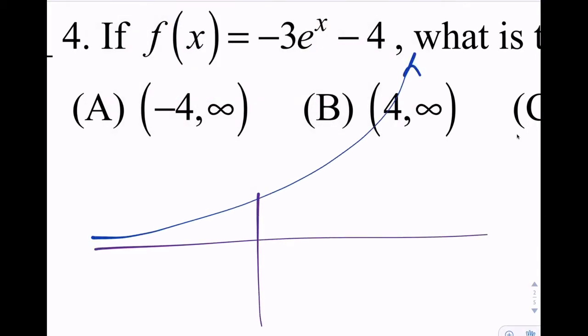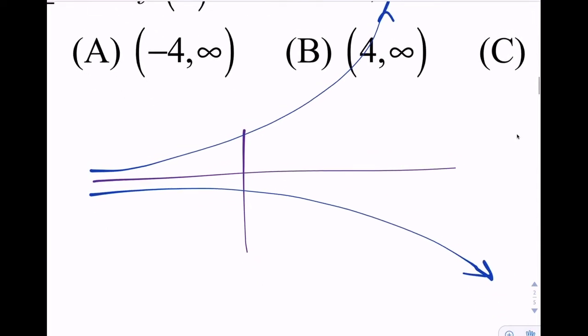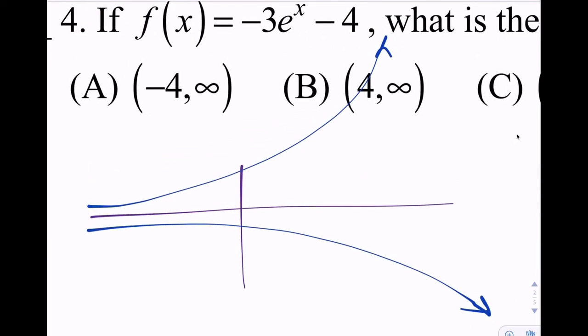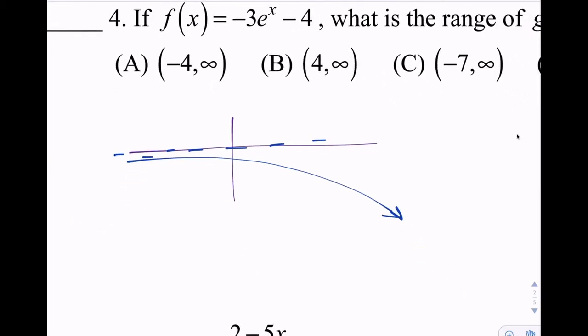So my original function looks like that. The negative reflects it across the x-axis, and the 3 vertically stretches it by a factor of 3. Okay, so that's my final shape. It opens down. What does the -4 do to it? Shifts it down 4. So now if I move it down 4, that's like moving the x-axis up 4. Pretty sneaky. So here's y equals -4.